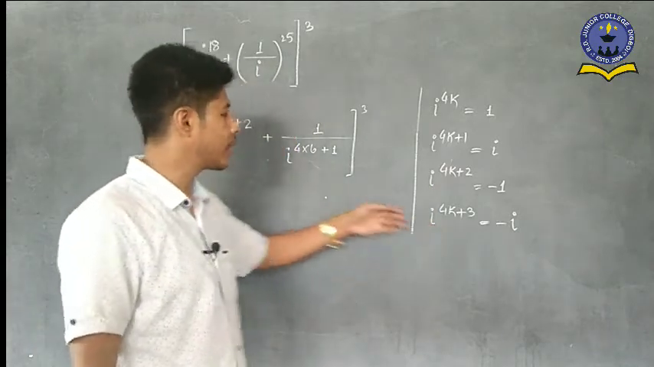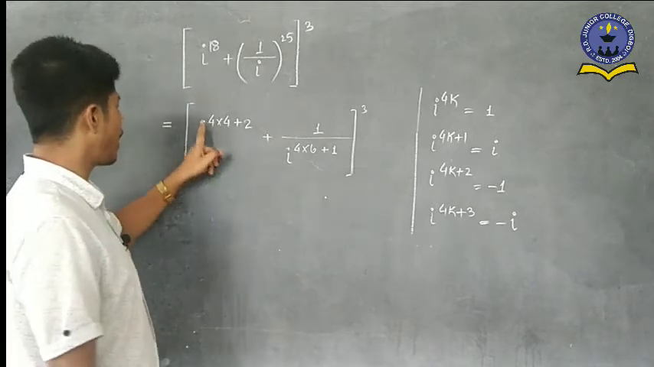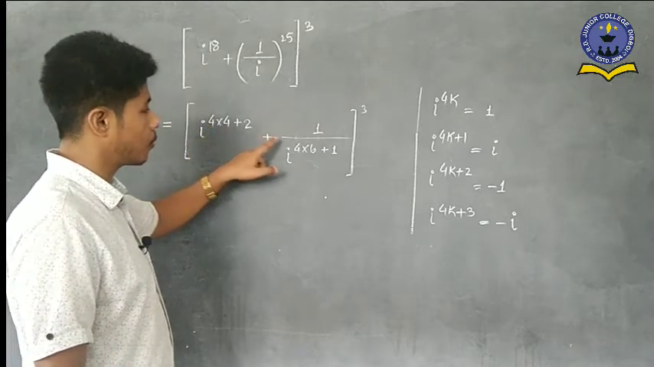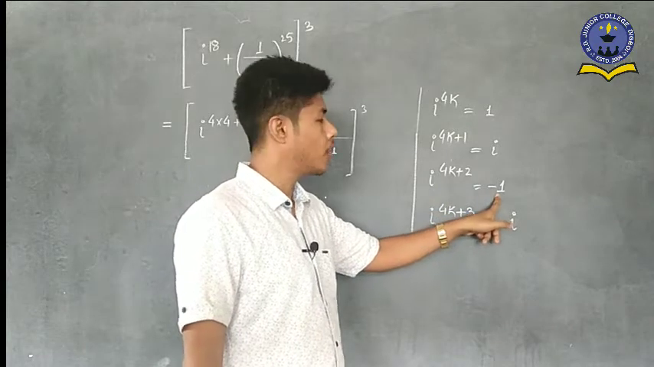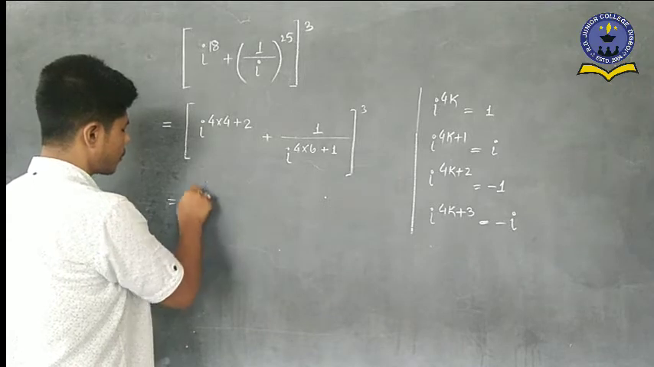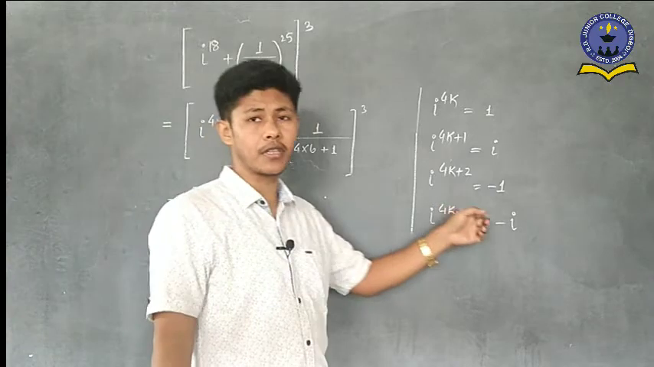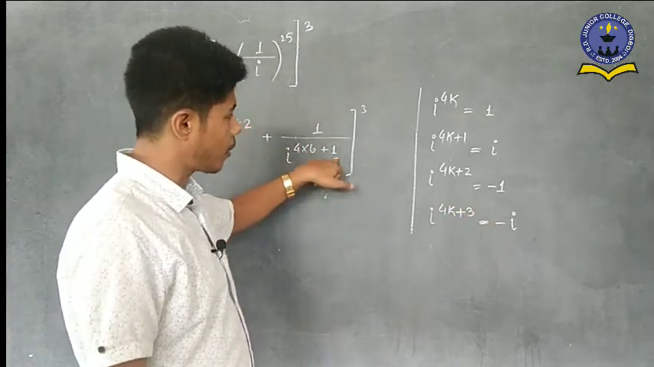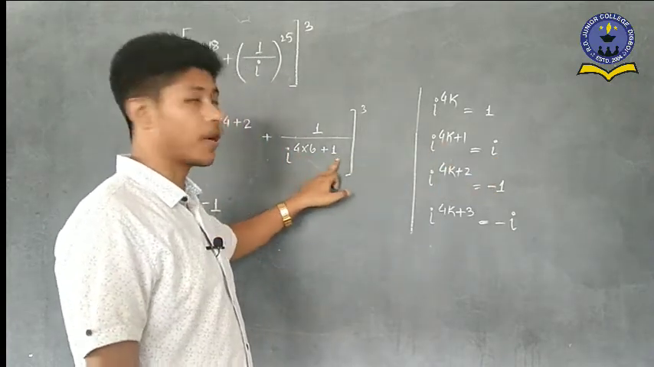With the help of these results we have to evaluate this expression. The first term is of the form i to the power 4k plus 2, and for 4k plus 2 the result is minus 1. So in place of this term we write minus 1. Similarly, the next one is of the form 4k plus 1, and the general form of 4k plus 1 is i, isn't it?